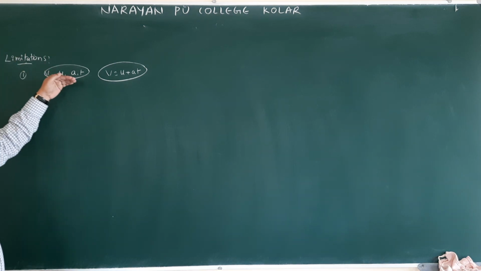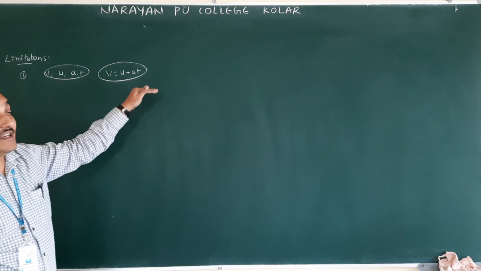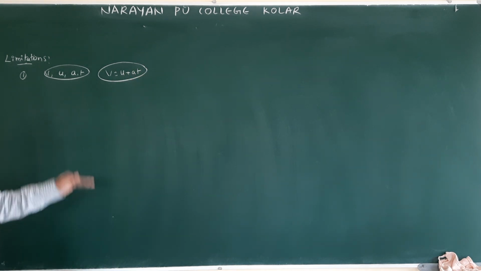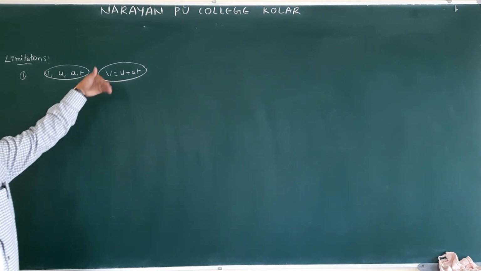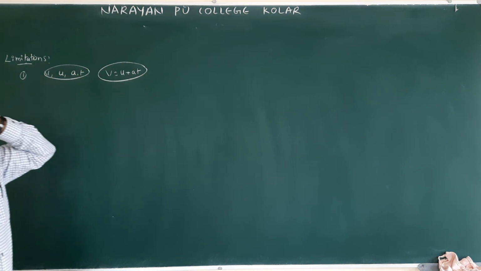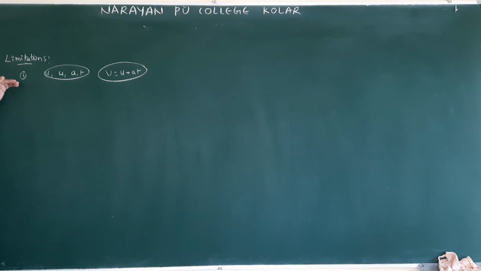So whenever the relation contains arithmetical operations, addition and subtraction, we can't get it. That is the first one. We cannot apply dimensional analysis to get relations which contain arithmetical operations.